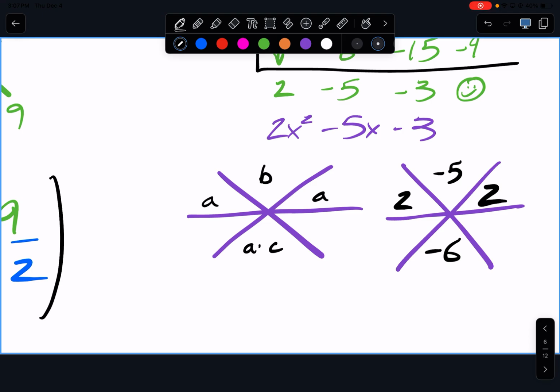Okay, so now instead of looking at this one and thinking about the factors of -3 that add up to -5, we're going to use this. And we think about the factors of -6 that add up to -5. So the factors of the bottom number that add up to the top number. So the factors of -6 that add up to -5. Well, 5 and 1, right? Okay, so it's going to have to be -6, +1. So we're going to put the -6 here, +1 here.